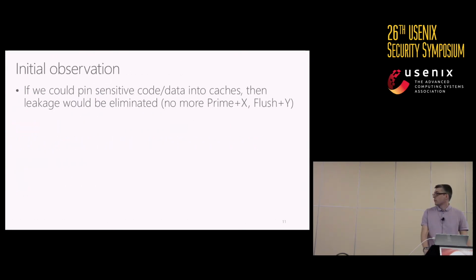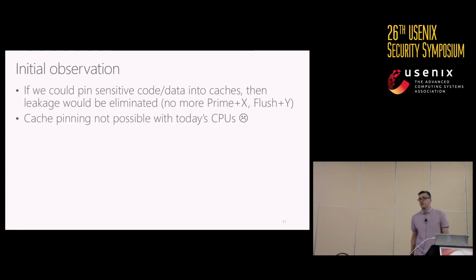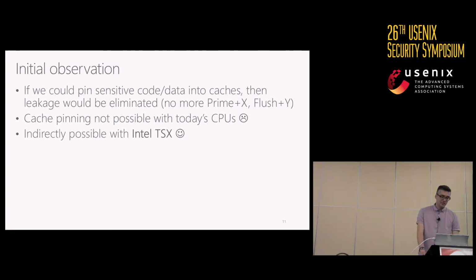Okay, so the initial observation of our work is that if you could pin sensitive code and data into the caches, then all the problems would essentially go away. If the victim can pin, as in the example, both the code cache lines for the if branch and for the else branch into the cache, the attacker cannot measure anything. The attacker can just learn that both things are in the cache, but he doesn't learn which one is touched. And if you have that, then things like prime and probe, prime and abort, flush and reload, and so on would essentially all go away. Unfortunately, the hardware doesn't allow you to do that at the moment. But fortunately, it is indirectly possible using Intel TSX. And there are also more things that we can do using TSX.